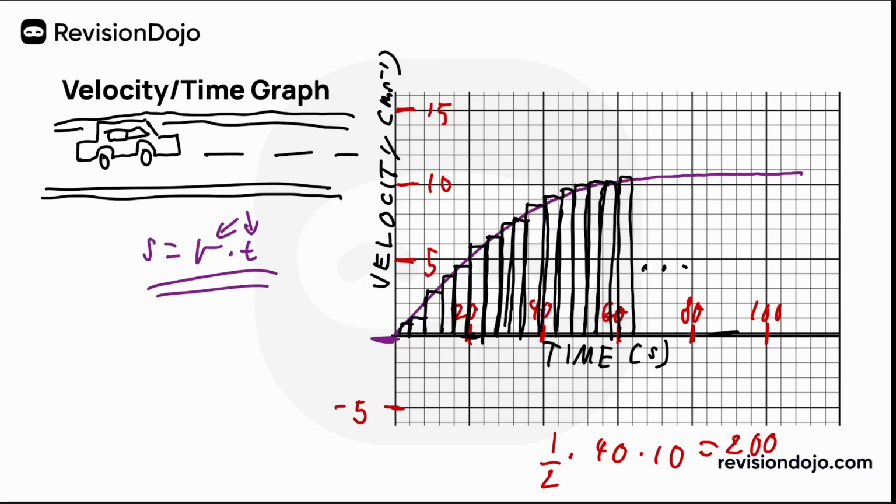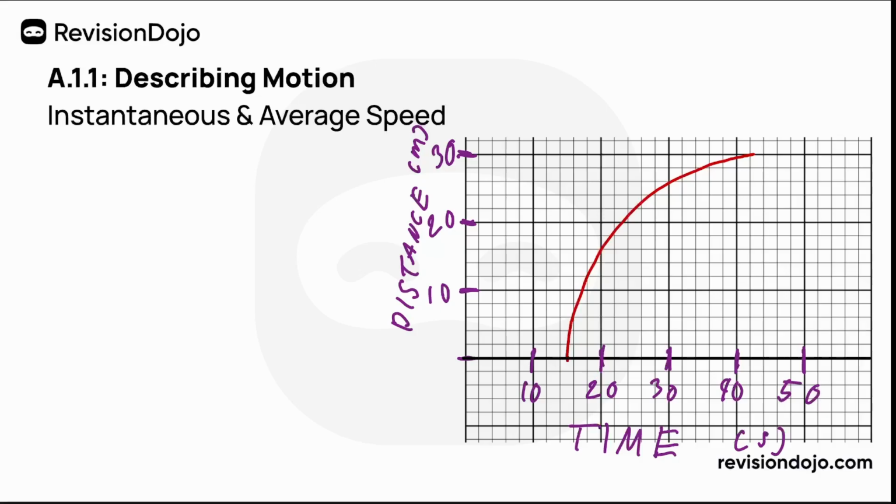These kinds of questions are always quite lenient in terms of the margin of error, so even if your rectangles aren't perfect, you should be getting an answer within the range of accepted answers if you do this technique. Again, I highly recommend you go practice on questions, and if you still have some doubts, just drop a comment. Let's move on to instantaneous and average speed.